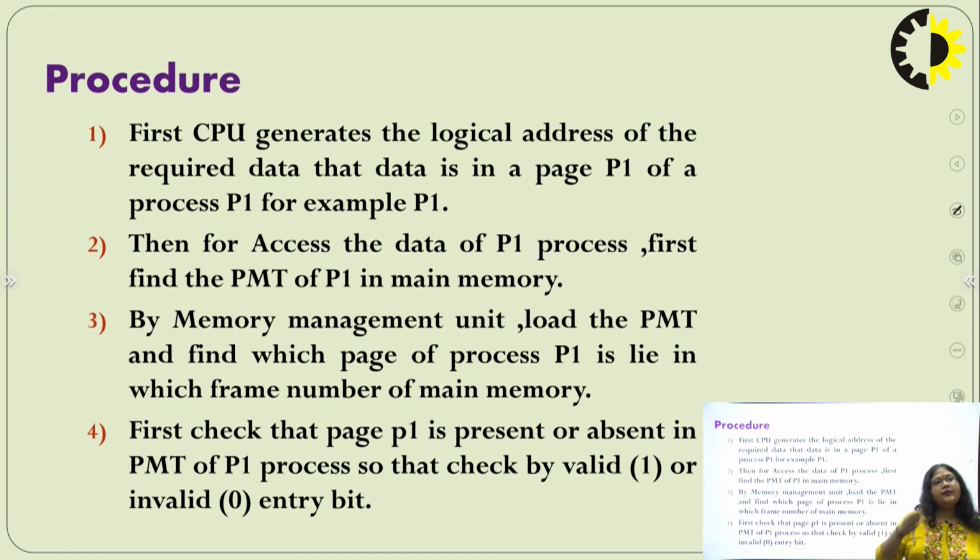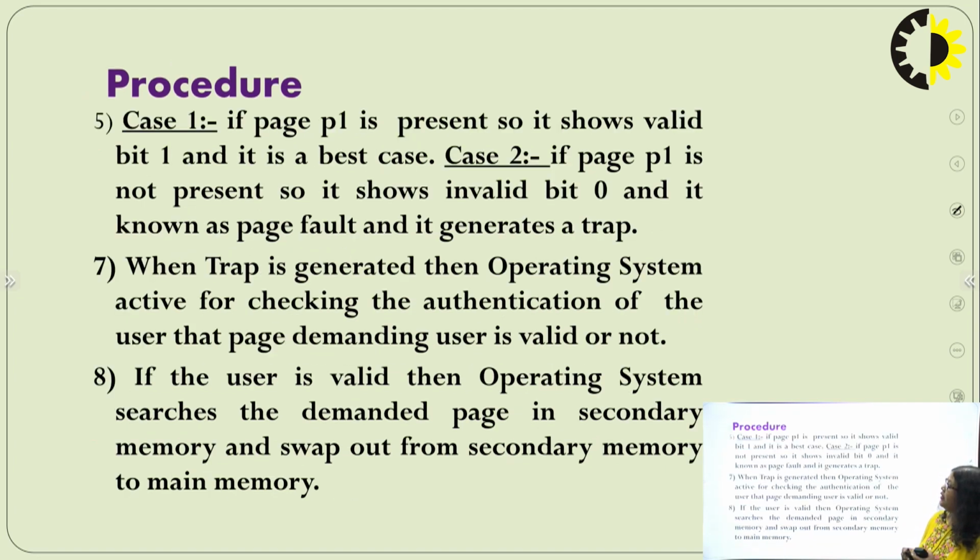First, the CPU generates the logical address of the required data. That data is in page 1 of process P1. For example, we take a process P1 whose pages are stored in the main memory. This is the complete written concept that I already explained verbally, so you have to just take this slideshow in written form. So, the procedure of case 1 and case 2.